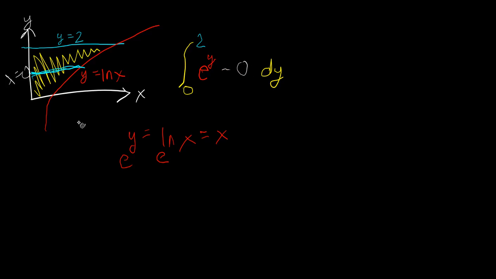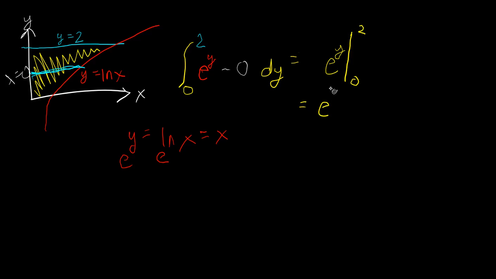Okay, so let's solve this integral using the fundamental theorem of calculus. We know that e to the y has antiderivative e to the y. Again, we're integrating with respect to y. And now we're going to evaluate that at the endpoints, 0 to 2.